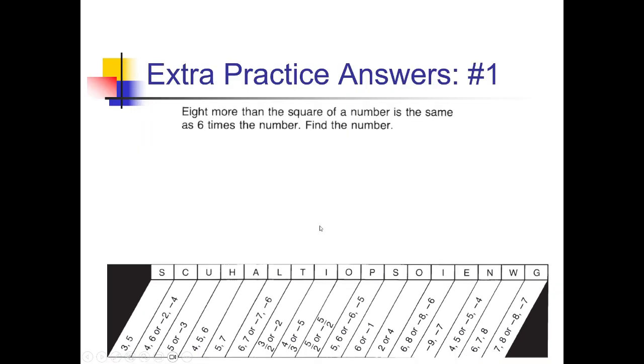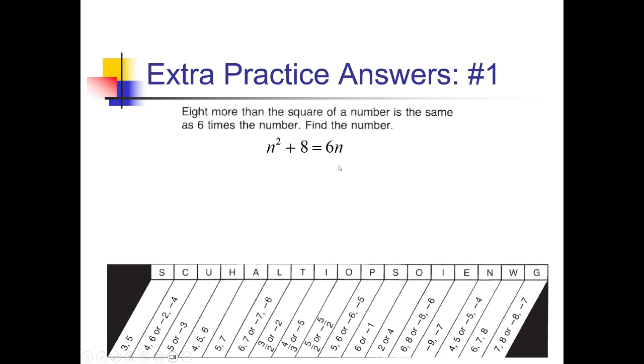First problem is this one right here. 8 more than the square of a number is the same as 6 times the number. Find the number. So I think it's easiest on all of these to just set up an equation. So I'm going to just let n represent the number that we're looking for, the unknown number. So 8 more than the square of a number. How can I express that? Well, the square of a number would be n squared. And 8 more than that would just be adding 8 to n squared. So they're saying that this expression here equals the same as 6 times the number. So we could write equals 6n.